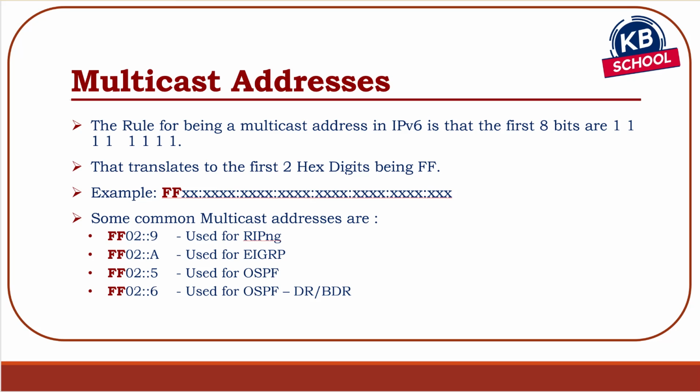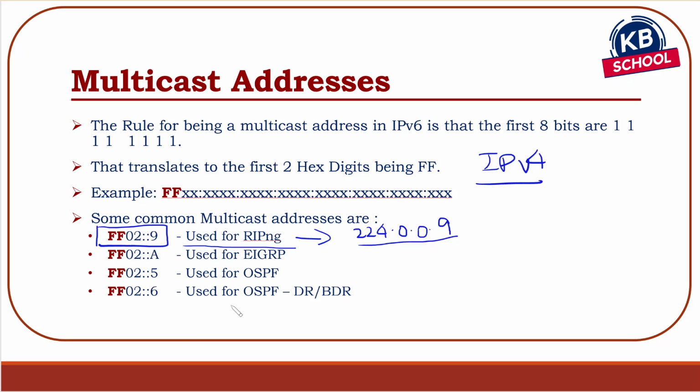Now, some common multicast addresses in IPv4. The routing protocols use multicast addresses to communicate to another set of routers. So for RIP in IPv4, I used an address of 224, which is reserved for RIP, 224.0.0.9. Similarly, in IPv6, the same type of address for RIP, the routing protocol, is FF02::9. That's the address that RIPng, which is the RIP for IPv6, uses to communicate.